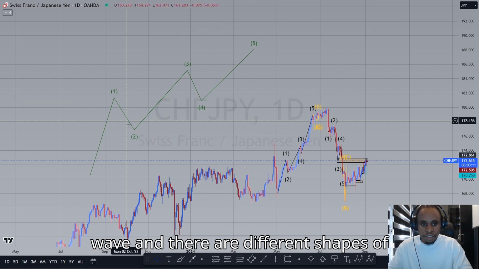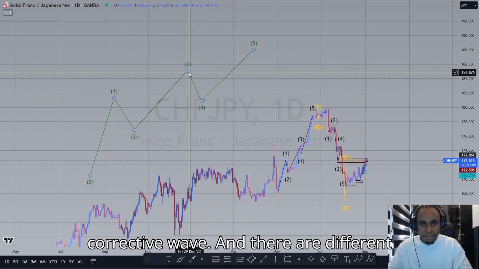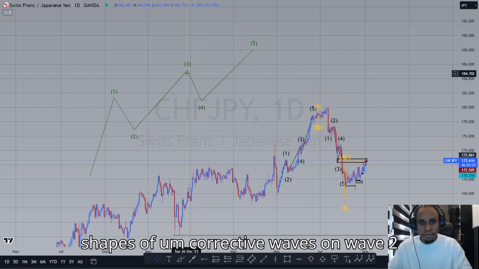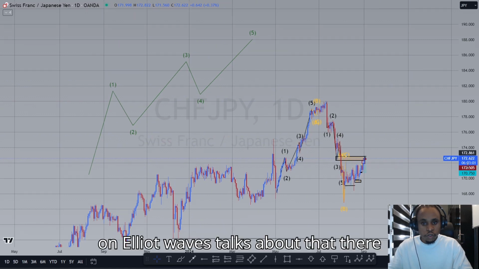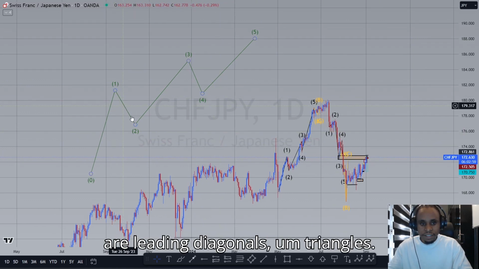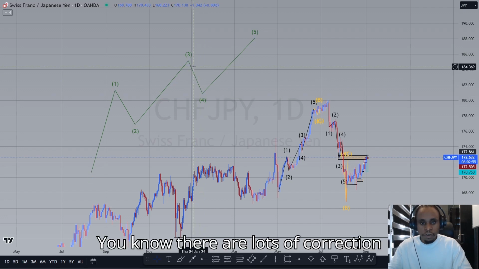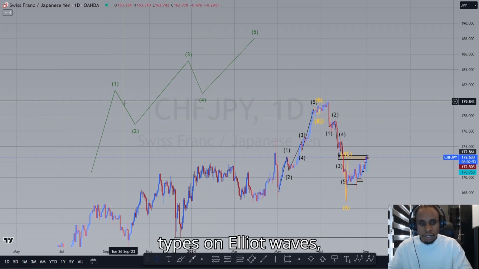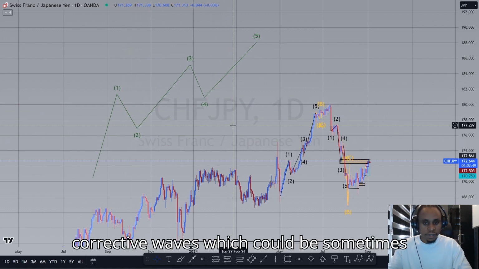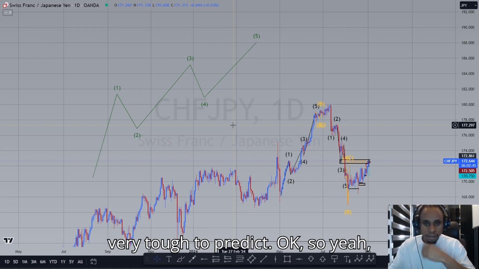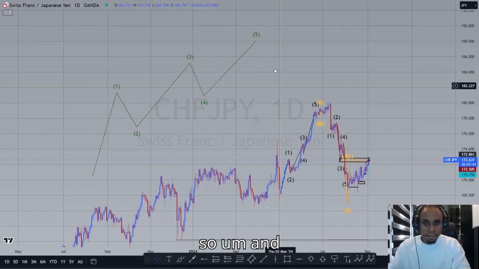And there are different shapes of corrective waves on wave two and wave four. Elliott waves talks about leading diagonals, triangles. There are lots of correction types on Elliott waves, the wave two and wave four, which are corrective waves, which could sometimes be very tough to predict.